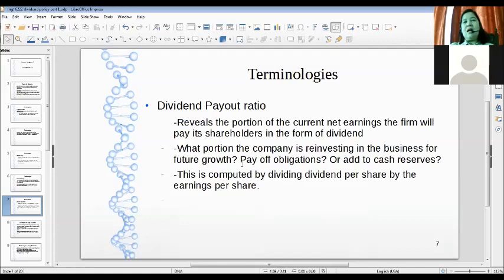We need to consider that we need money to use in future projects. What if we declare a dividend? And if it is a cash dividend, that will be a deduction in our cash liquidity. Normally, the dividend payout ratio is computed by dividing dividend per share by the earnings per share. Class, in this dividend policy, the economists and researchers have had many arguments. In a short while we can discuss these arguments.